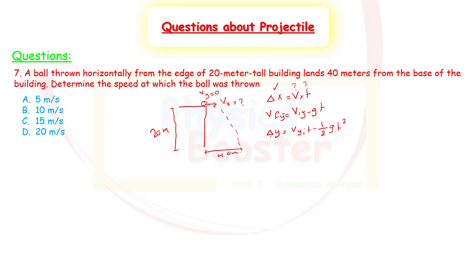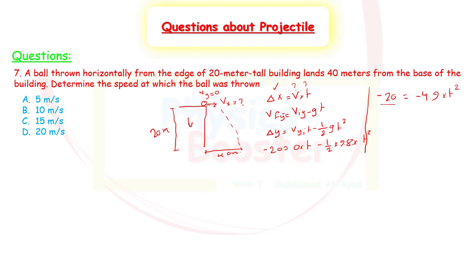I know that delta y is equal to 20, but since it's going downwards, it will have a negative value. So minus 20 is equal to Vy initial, it's 0, multiplied by t minus half multiplied by 9.8 multiplied by t squared, okay? So again, let's continue it here. Minus 20 is equal to minus 4.9, which is half multiplied by 9.8, multiplied by t squared, okay?